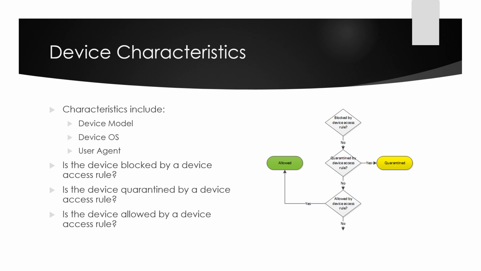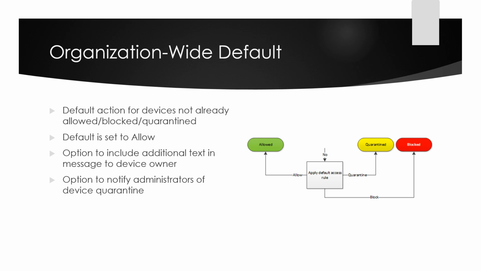If the device is not quarantined, then we look at whether the device should be allowed by a device access rule. If the answer is yes, the device is allowed to connect, and nothing else in the ABQ process is assessed. If we get all the way through those device access rule checks, and neither a block, quarantine, or allow decision has been made, then we move on to the final stage, which is the organization-wide default.